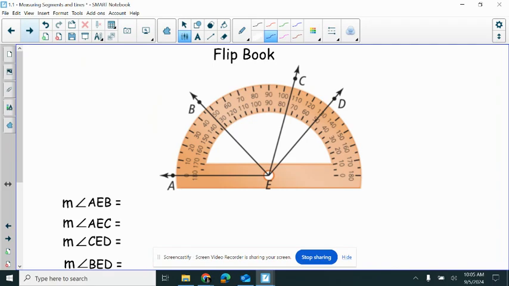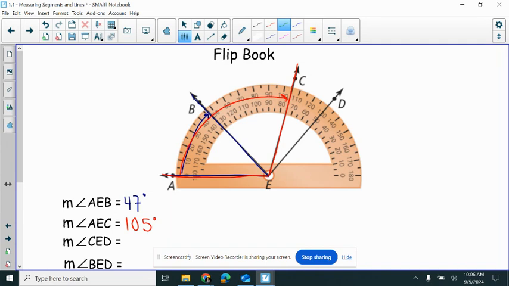Here are a couple more examples. The first one we're looking at is angle AEB. If I start at 0 and go up, that would be about 47 degrees. This one we had to estimate because it didn't go through the 5. It's between 45 and 50. Angle AEC. It goes up from 0. That would be 105 degrees.